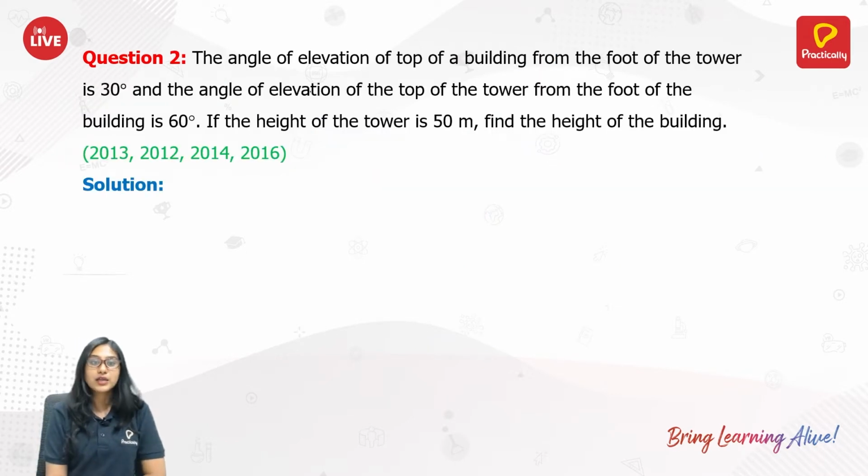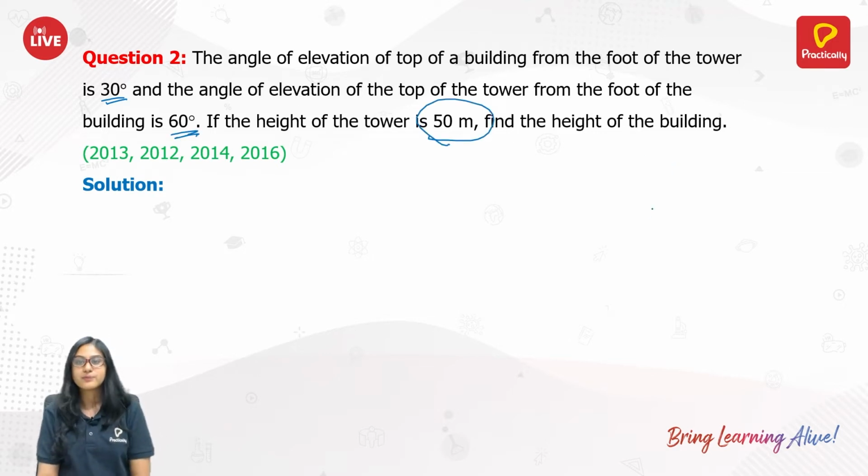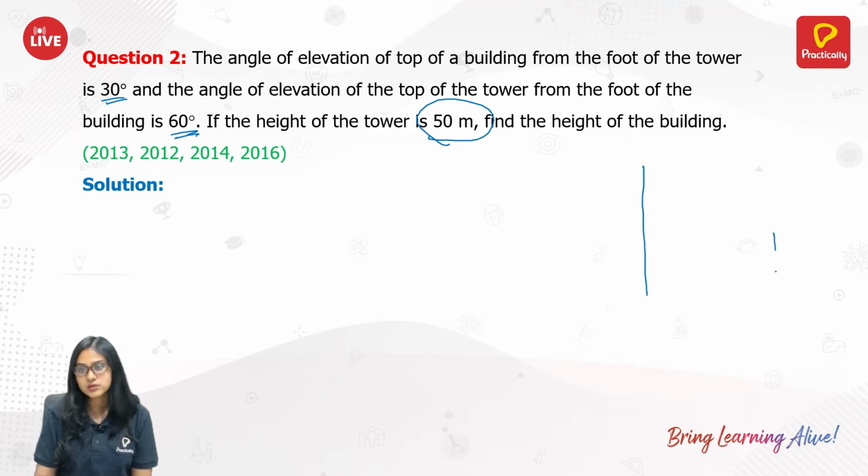Next, the angle of elevation of the top of a building from the foot of the tower is 30 degrees and the angle of elevation of the top of the tower from the foot of the building is 60 degrees. If the height of the tower is 50 meters, find the height of the building. So we have a building and a tower. First, let us draw it. So this is a building and this is the tower.